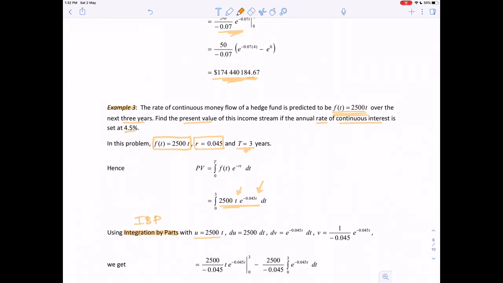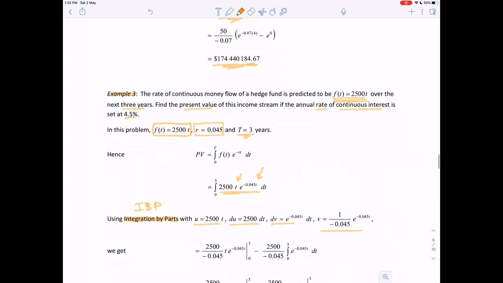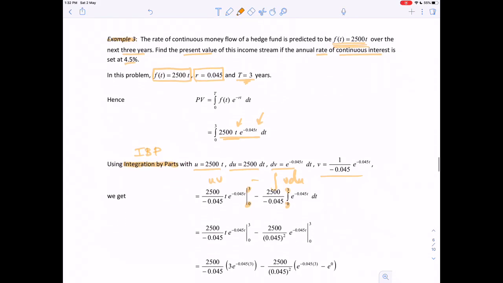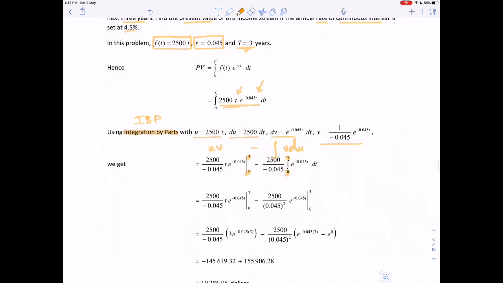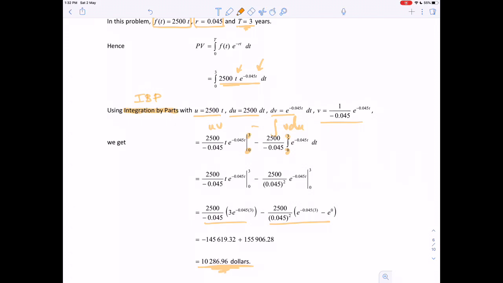So here, if we take u as 2500t, then du is 2500 dt. If dv is e to the minus 0.045t, then v is, this is a little mini sub to get that back, and plugging this into the integration by parts formula, uv minus the integral of v du, but using this with bounds from 0 to 3, you get the following. And then if you plug in those top minus bottom, and you just evaluate using the fundamental theorem, you will find your answer now of $10,286.96.